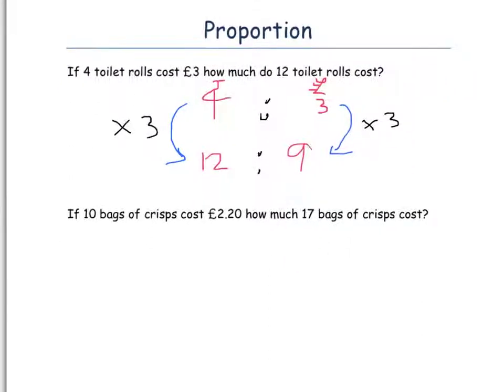Another way you could be asked to find an answer to a proportion question is, if we're told that 10 bags of crisps cost £2.20, how much would 17 bags of crisps cost? Well, there's no easy link here. We can't just multiply 10 by a number to get to 17. So what we need to do is find out how much one bag of crisps costs. How much does one bag cost?